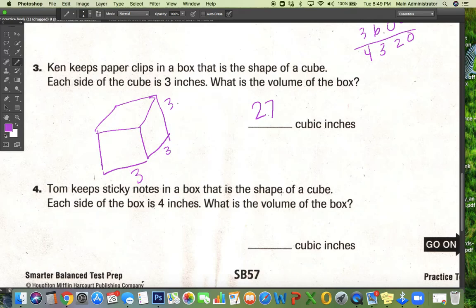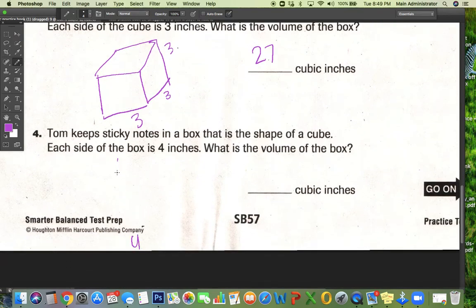And number 4, Tom keeps sticky notes in a box that is the shape of a cube. Each side is 4 inches. So same concept. I'm going to go 4 times 4 times 4. 4 times 4 is 16. 16 times 4 is 64. All right. I'm also going to do SB58 because it's the same as SB57.